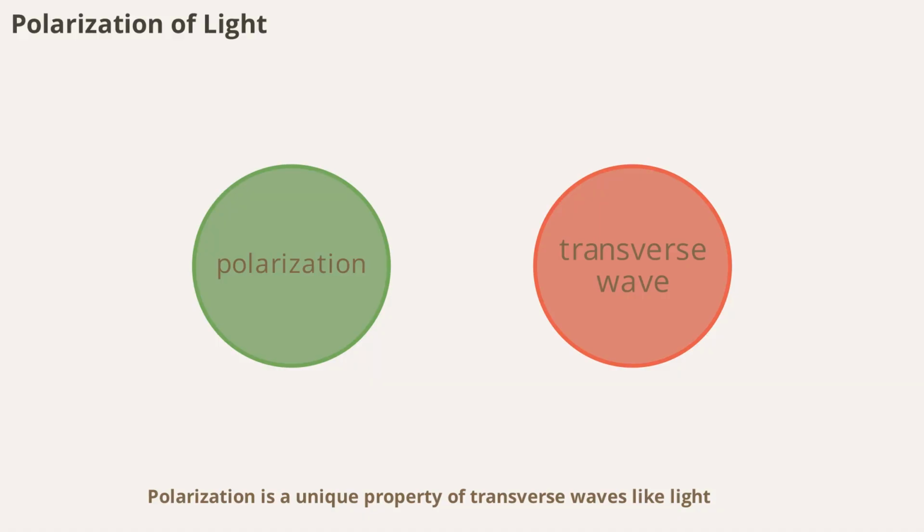Polarization is a unique property of transverse waves like light. It refers to the orientation of the oscillations of the electric field in a light wave. Unpolarized light has oscillations in all directions perpendicular to the direction of travel, while polarized light oscillates in just one direction. Polarization reveals the transverse nature of light and has many practical applications.